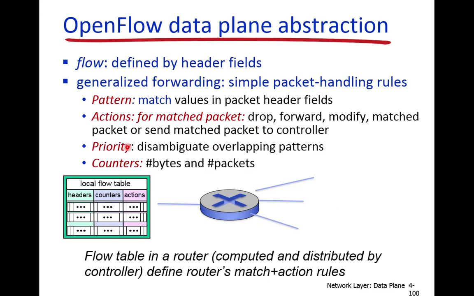Okay, and priority: a packet can match more than one entry. Then a certain entry will have priority over others, so we can define the priority. The priority is used to disambiguate overlapping patterns. Maybe a packet can match multiple headers, so we will take the one with the highest priority. We have discussed longest prefix matching, but this time we will assign the priority. The highest priority entry will be given more priority.